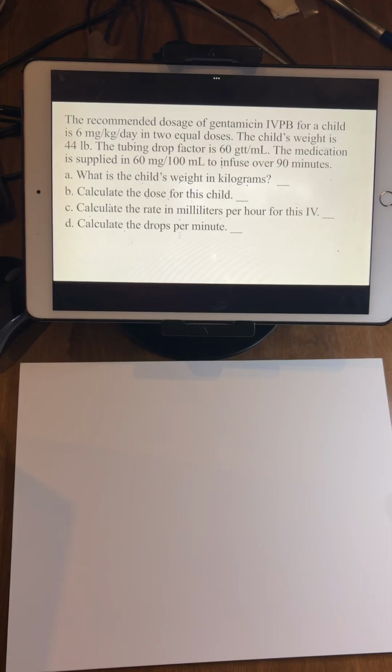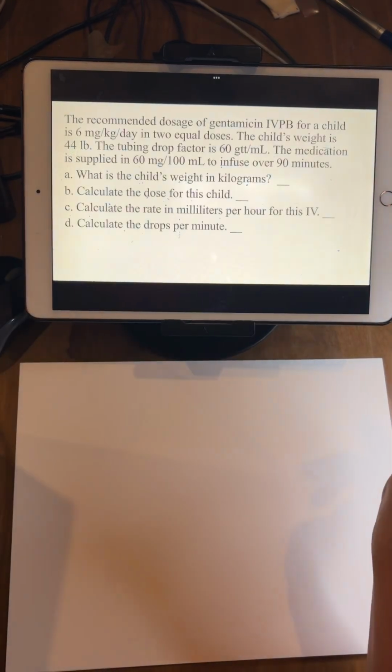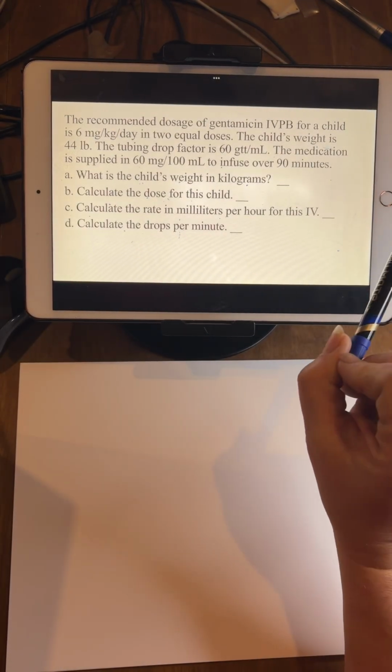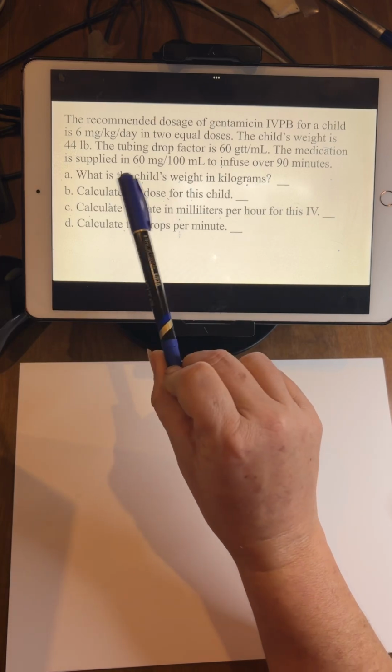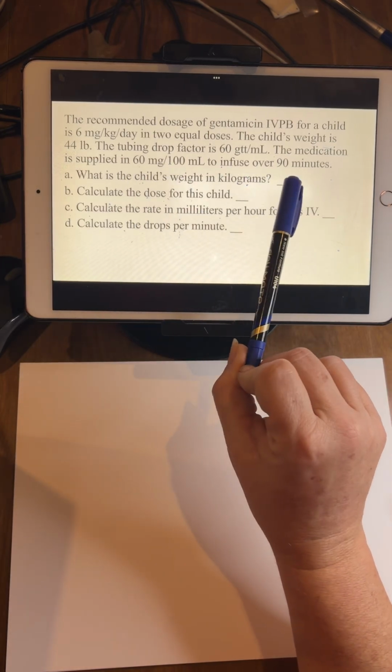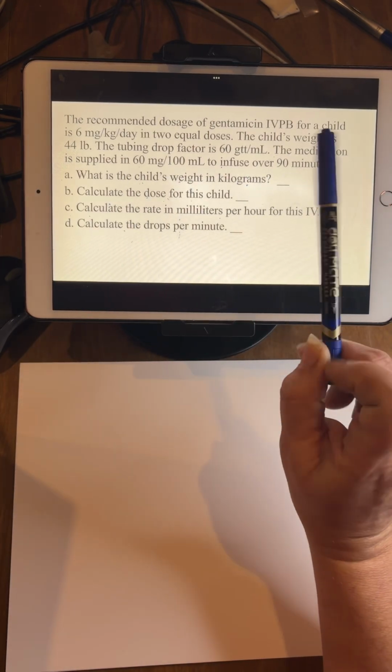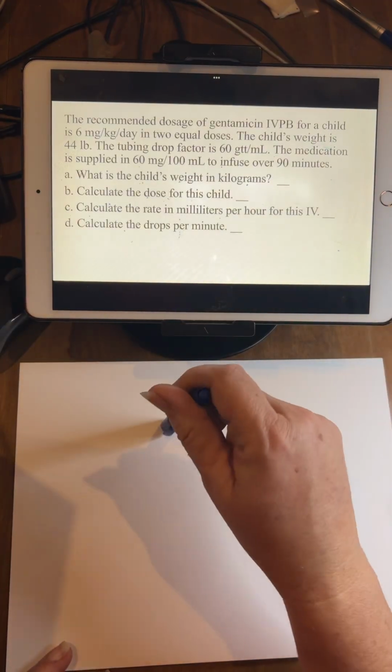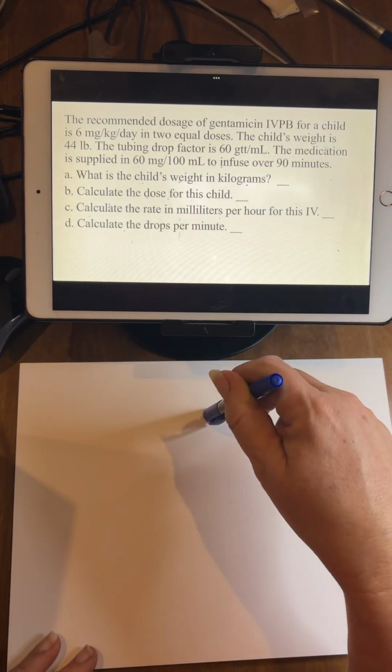It says the recommended dosage of gentamicin IV piggyback for a child is 6 milligrams per kilogram per day in 2 equal doses. The child's weight is 44 pounds. The drop factor is 60, and the medicine is available at 60 milligrams in 100 milliliters to infuse over 90 minutes. Okay, take a swallow of your beverage.